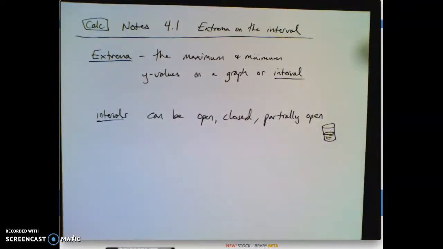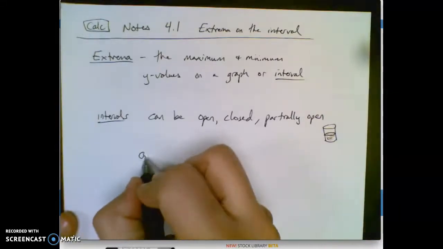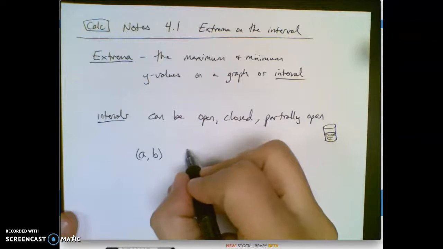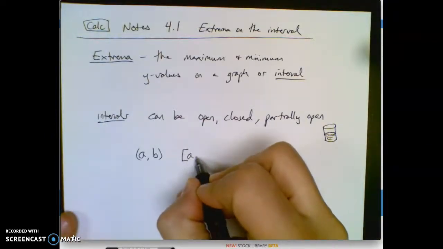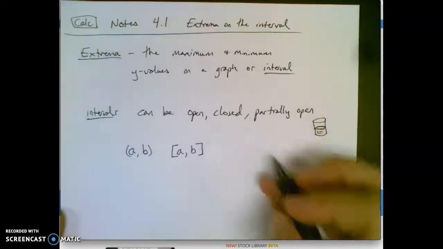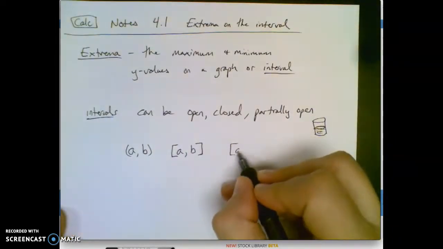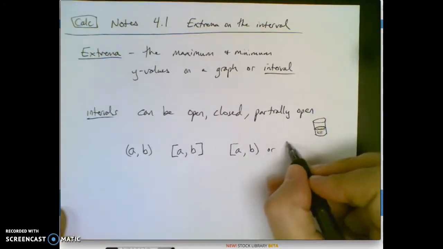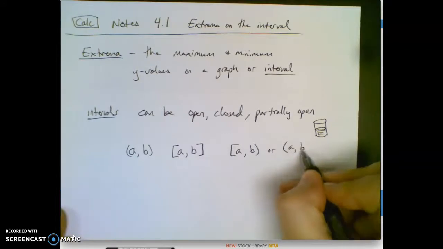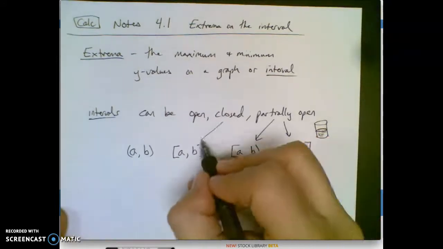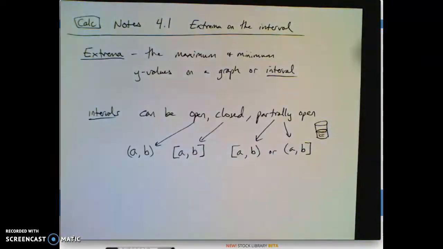But let's actually take a look at this. If it's an open interval, it'll look like this, from A to B with parentheses. We already did this when we did intervals. If it's a closed interval, you'll see A to B with brackets. And partially open would be, you know, like this or like this. So there's your partially open ones. There's your closed, there's your open. Okay, so basically the intervals we've looked at before.